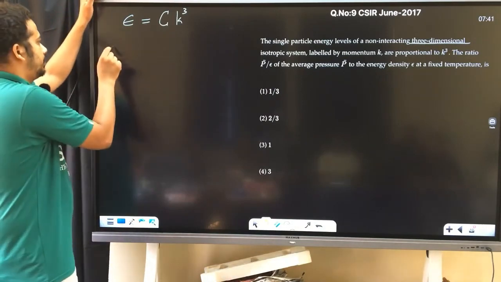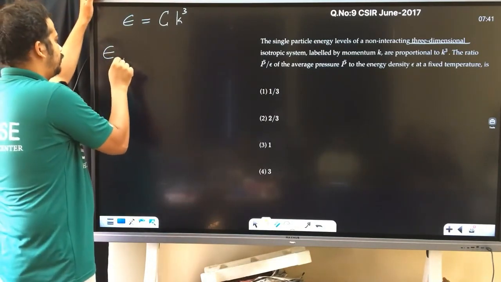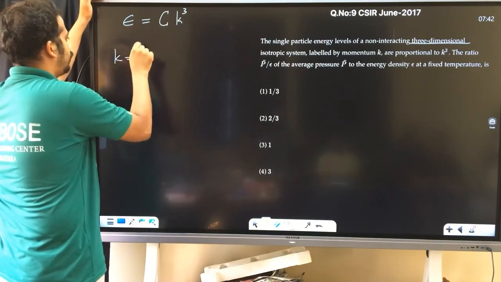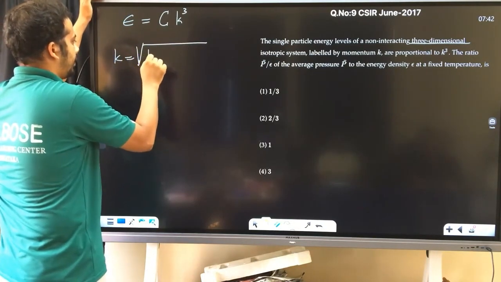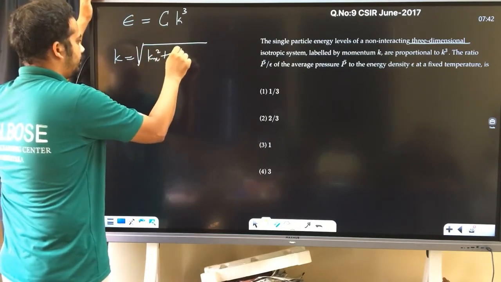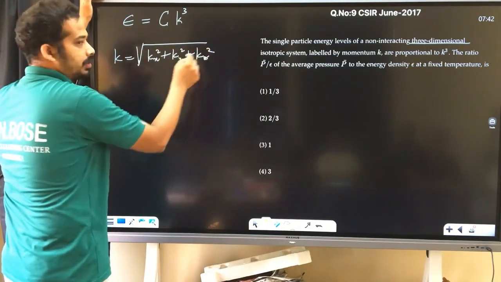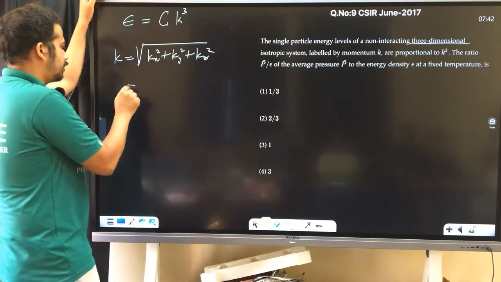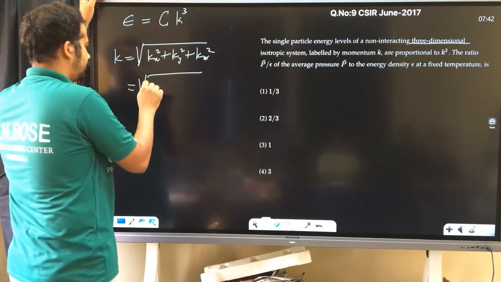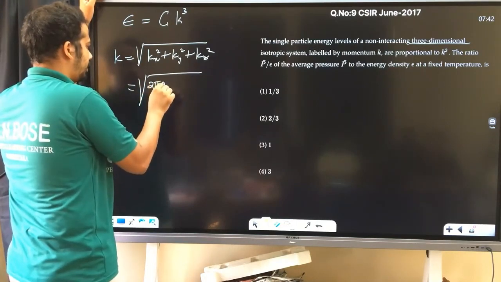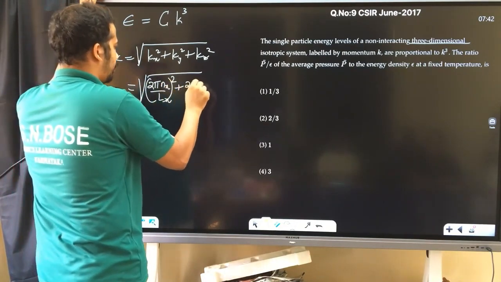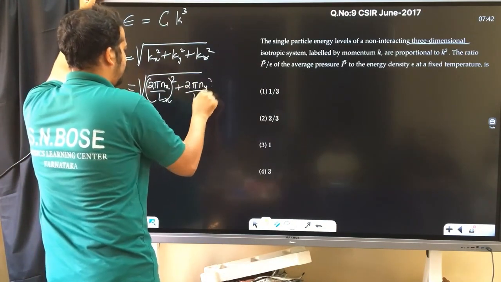Speak up. E nx ny nz, or k. What is k actually? Root of kx square plus ky square plus kz square. These are quantized. That's equal to root of, what is this one? 2 pi nx by lx square plus 2 pi ny by ly square plus 2 pi nz by lz the whole square.